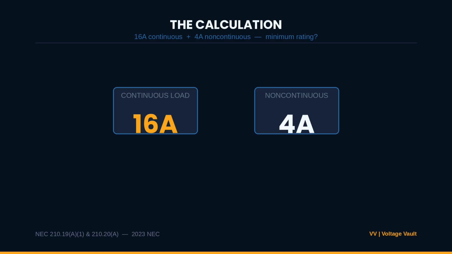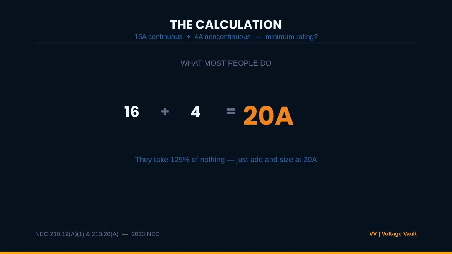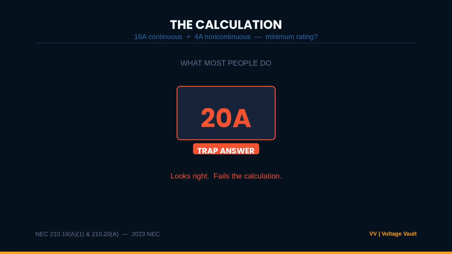16 amps continuous, 4 amps non-continuous. Add them together and you get 20. So most people size the breaker at 20 amps. That's the one that looks right. That's the one that fails.